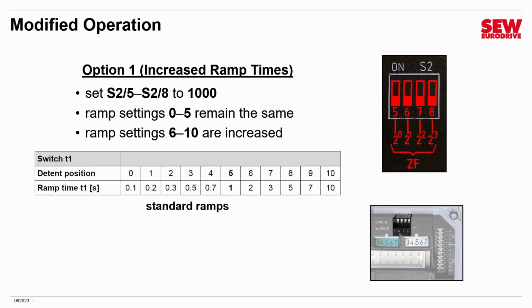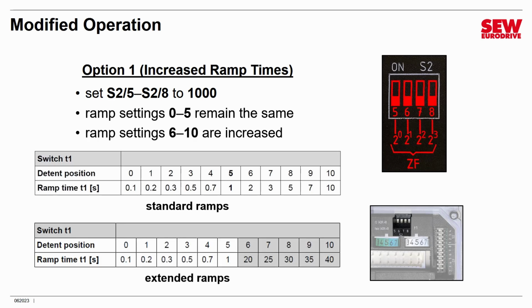You notice at 0 through 5, the ramp times range from 0.1 second up to 1 second, and 6 through 10 go from 2 to 10 seconds. If you activate the extended ramp times, here's what happens. 0 through 5 stay the same, but 6 through 10 become 20, 25, 30, 35, and 40. So you get these really long ramps. So if for some reason you need to have a really slow acceleration or deceleration, activate the extended ramp time and you'll be able to access these. All right, so that's our first option.